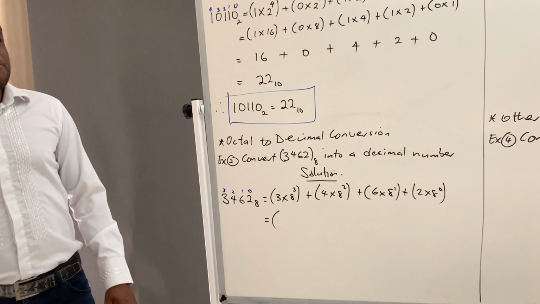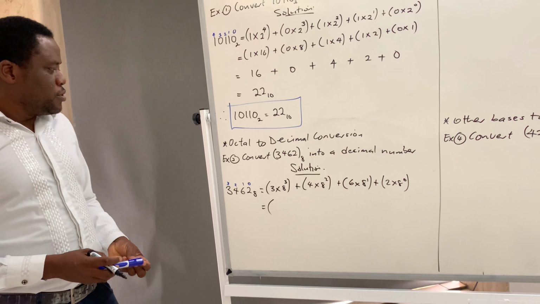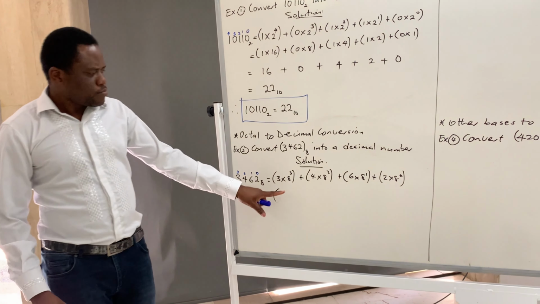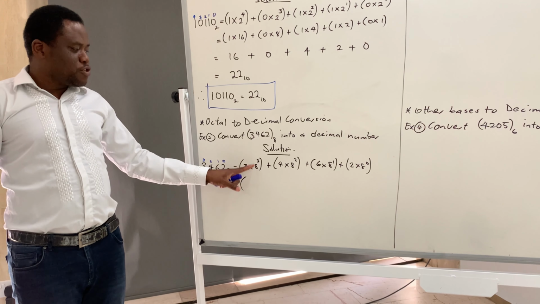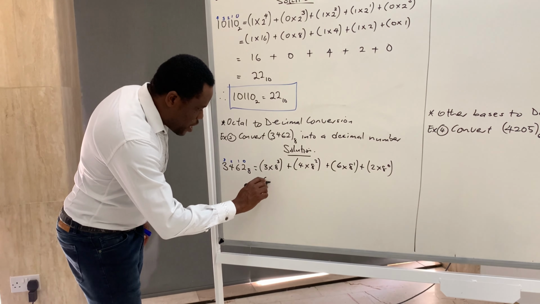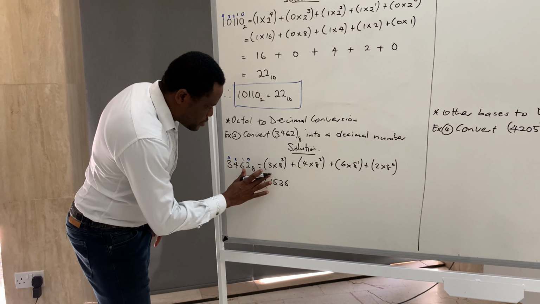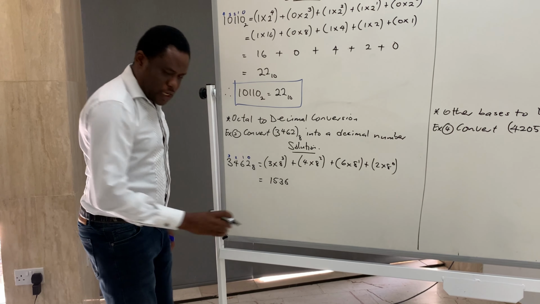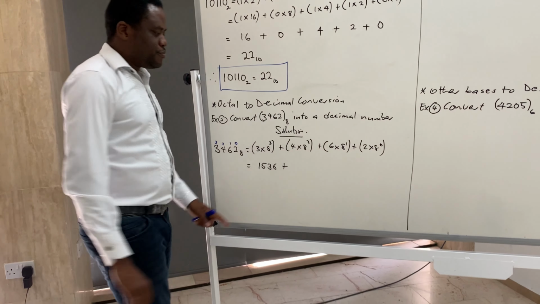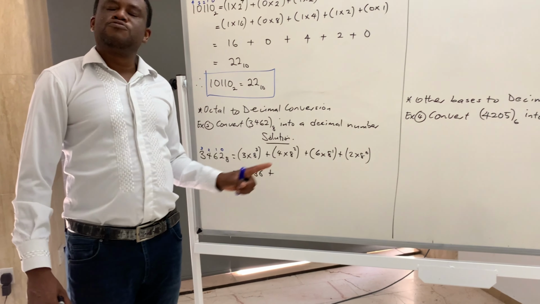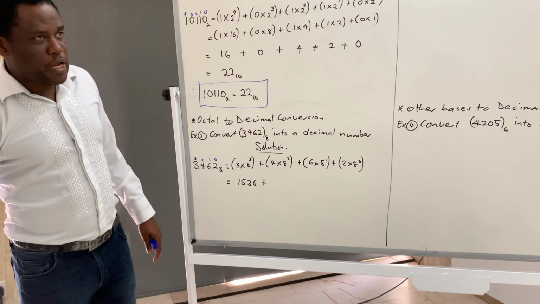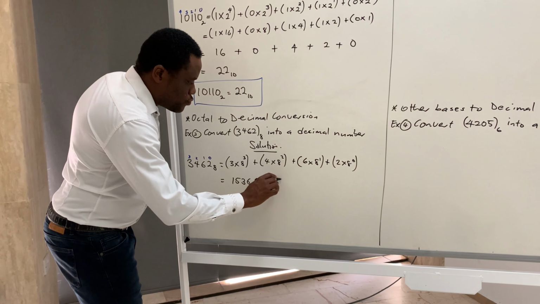So without wasting much time, first perform the power. I want to do this one at once. 8 to the power of 3 times 3, multiplied, gives us 1536. I don't want to waste time on this, so we can find it out. Plus 8 to the power of 2, that's 64. 64 times 4 will give us 256.